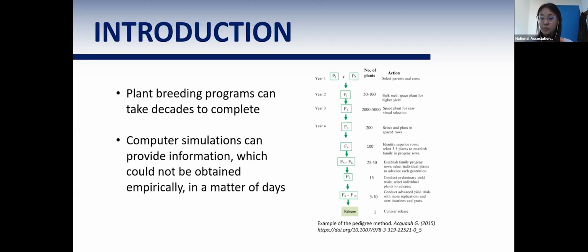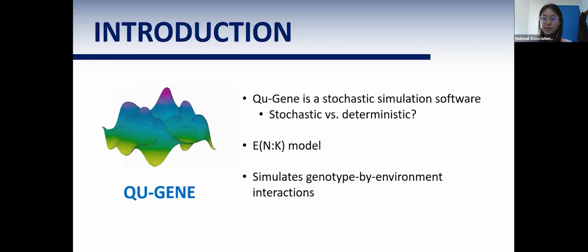So this is where computer simulations come in. They can provide us with information that we would not be able to obtain empirically in just a matter of days. There are a couple of simulation tools available, including GeneFlow, Gregor, and of course, QGENE.